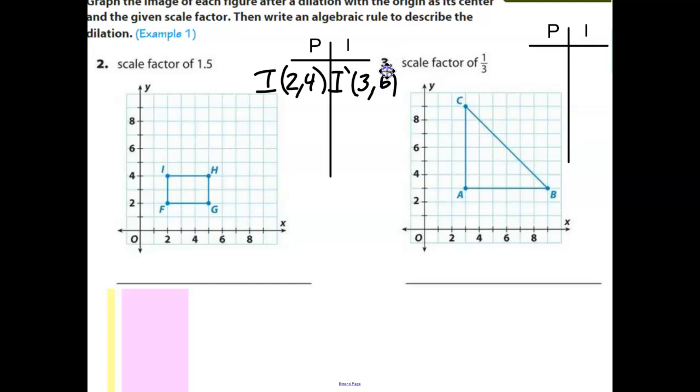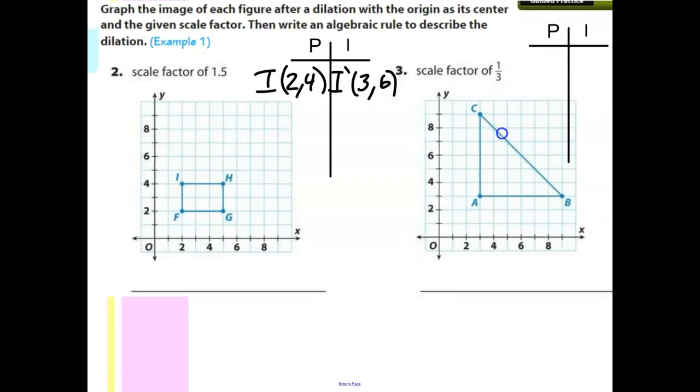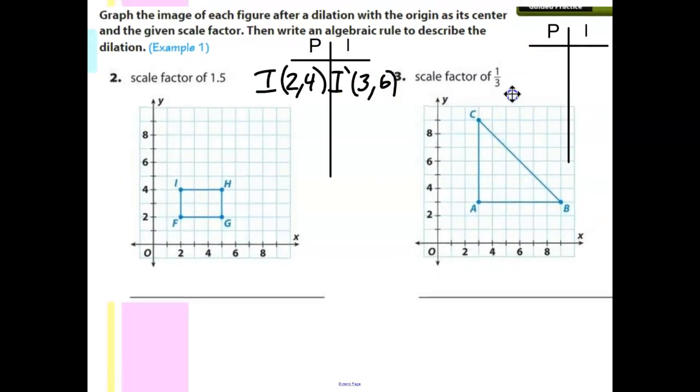All right, so go ahead and hit pause, work both problems. Give it a try. Come back when you have your little PI tables done. And then we'll graph them and see how we did. Pause, pause, pause. Don't cheat.